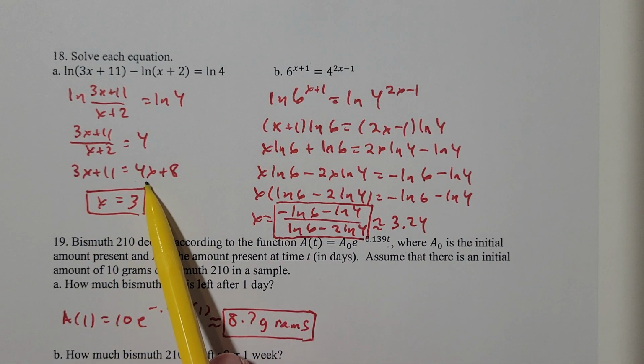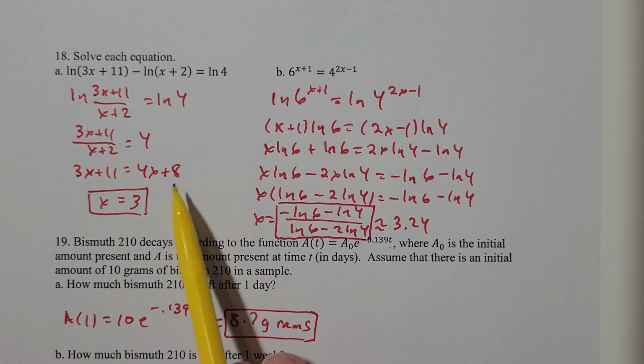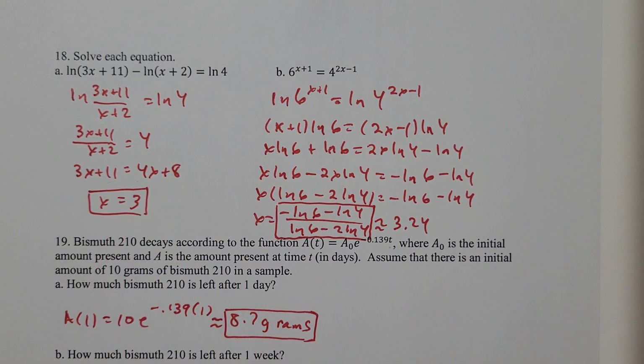And then subtract 3x and then subtract 8. 4x minus 3x is x. 11 minus 8 is 3. So I'm getting x to be 3. You need to check that.